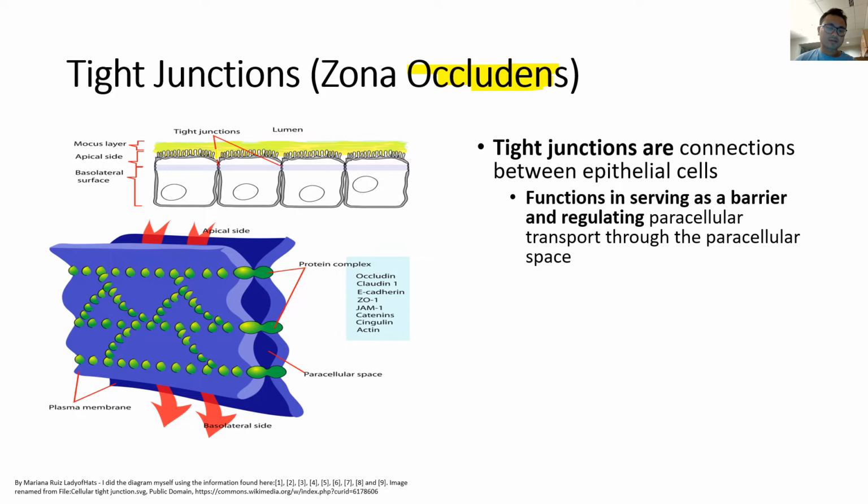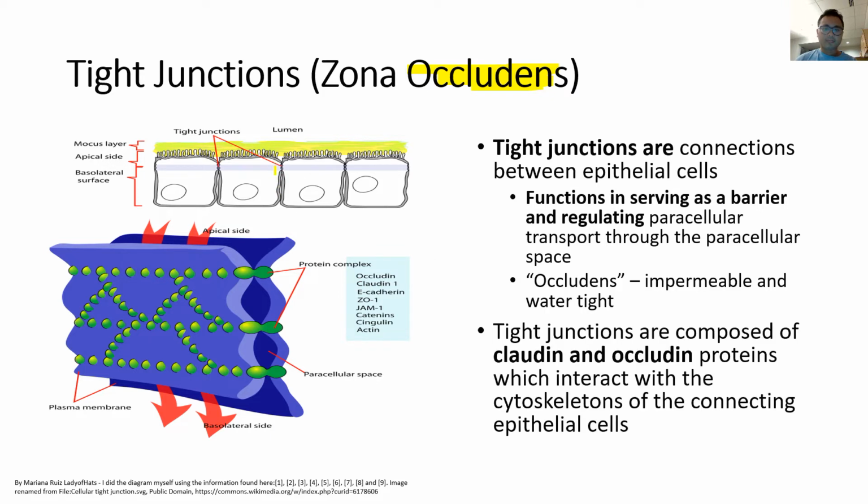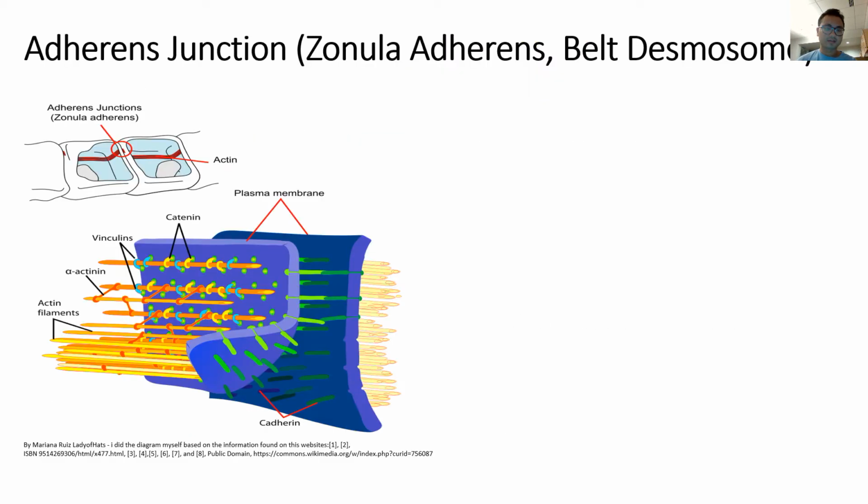And this is important because you don't want water to be getting into this intercellular space, or salt, because salt follows water, because you want to maintain that sort of integrity between the epithelial cells. And so these intercellular junctions are made up of claudin and occludin, amongst other proteins, that interact with the cytoskeleton of the connecting epithelial cells.